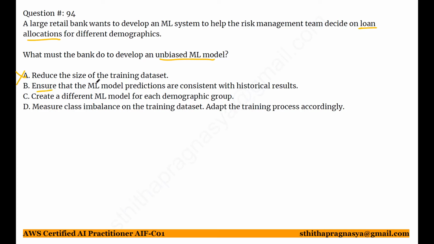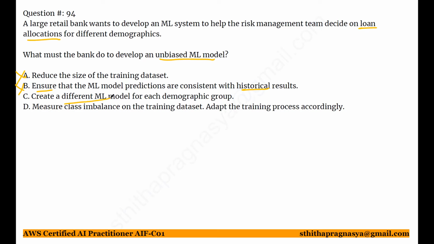And ensuring consistency with historical results could reinforce existing biases in the historical data, especially if past loan allocation practices included biased decision making. This approach risks perpetuating systemic biases instead of mitigating them. So this is also not correct, as it may lead to biased outcomes.